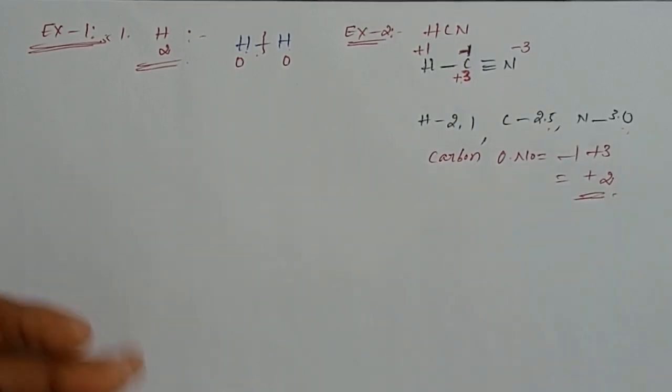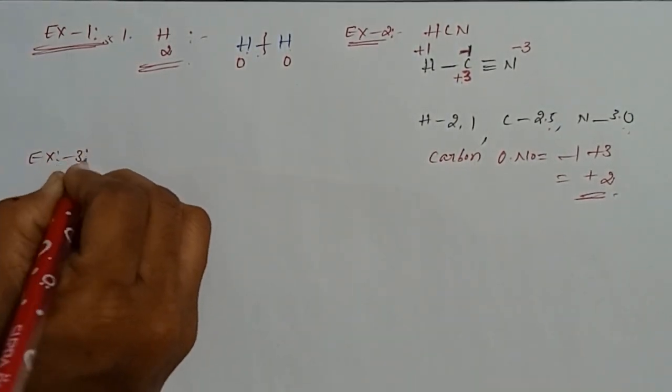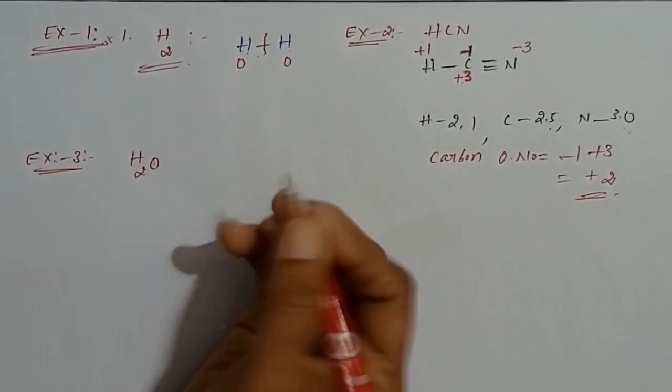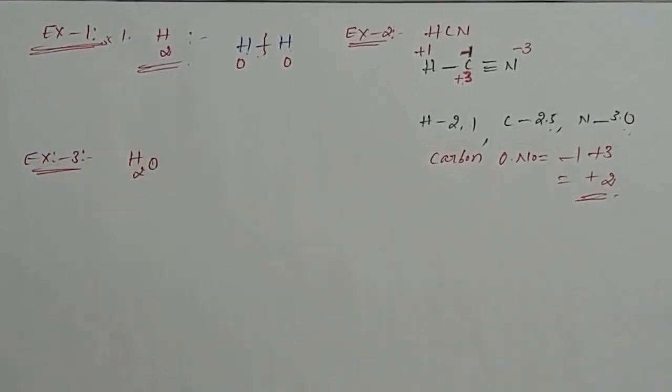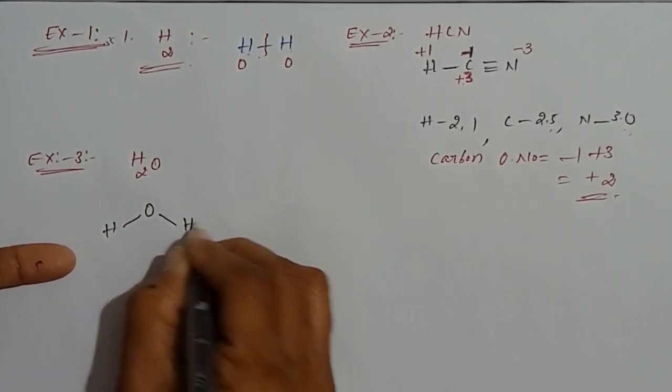Carbon is showing +2. Right. Now third example, students. Example 3, H2O. Now tell me the H2O structure. Coming to the H2O structure, students: oxygen, hydrogen, hydrogen.